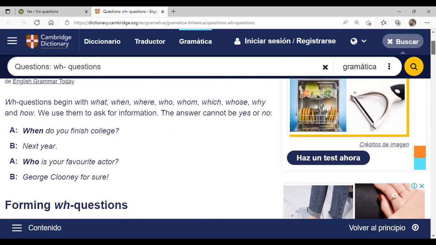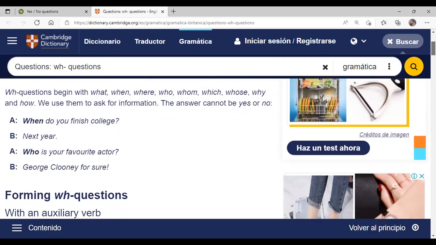So you can say next year or in a year and a half. Who is your favorite actor? George Clooney, for sure.